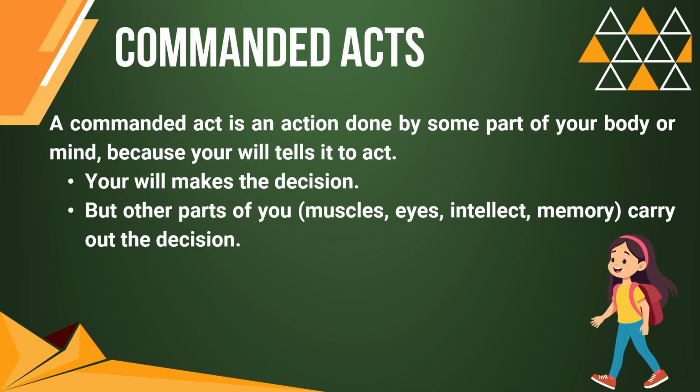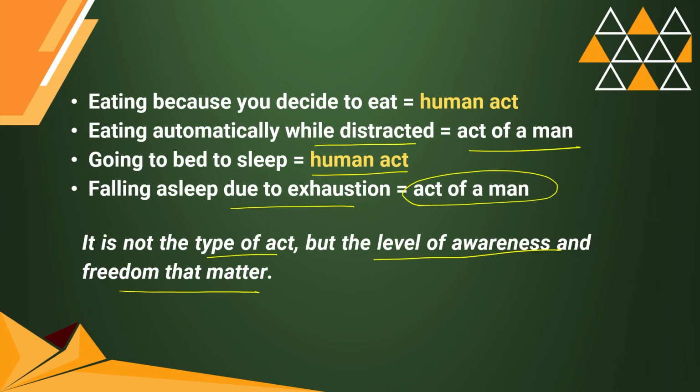So, when you look at this, what is a simple formula to understand a human act? A human act equals knowledge plus freedom plus intention. All these conditions are met, or any one of these conditions are met, then it becomes a human act.